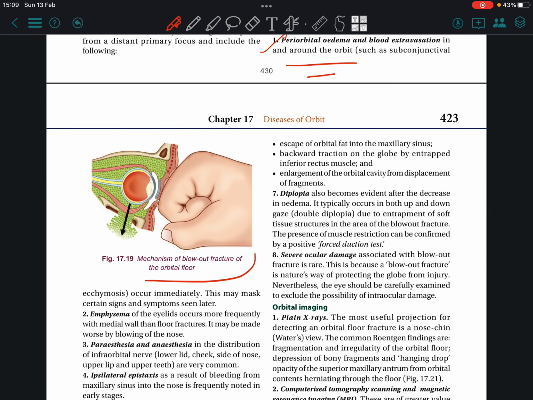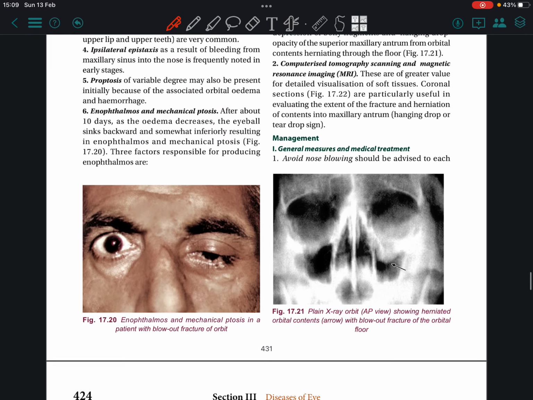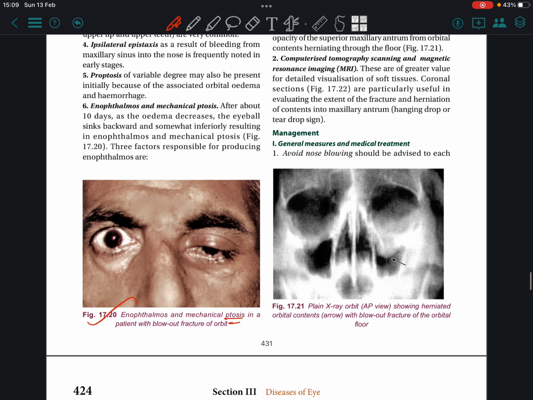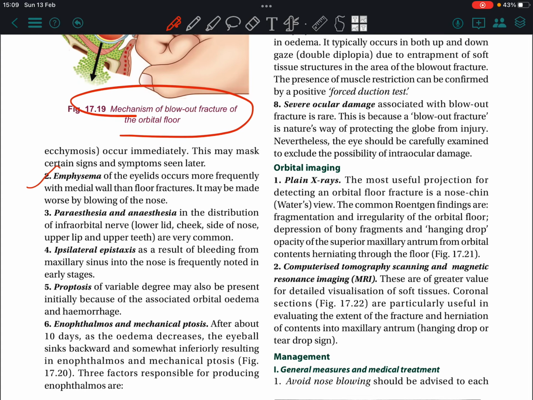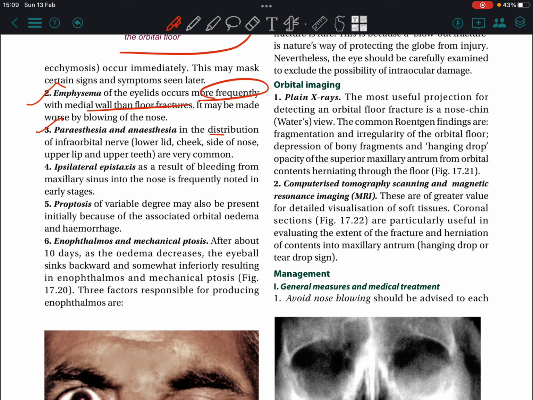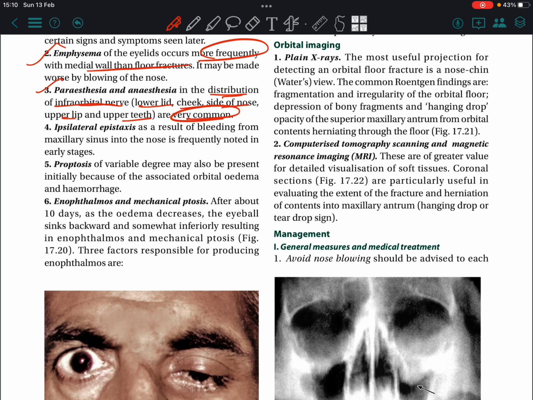Mechanical blowout fracture of the orbital floor. Enophthalmos, mechanical ptosis with blowout fracture of the orbit. Plain X-ray of the orbit showing herniated orbital contents with blowout fracture of the orbital floor. Emphysema of the eyelids occurs more frequently with medial wall than floor fractures. Paresthesia and anesthesia in the distribution of the infraorbital nerve, involving the lower lid, cheek, side of nose, upper lip, and upper teeth, are very common. Ipsilateral epistaxis as a result of bleeding from the maxillary sinus into the nose is frequently noted in early stages.